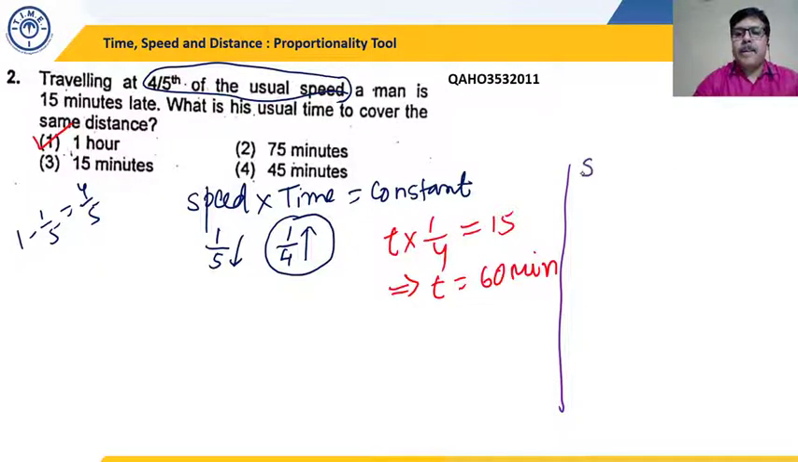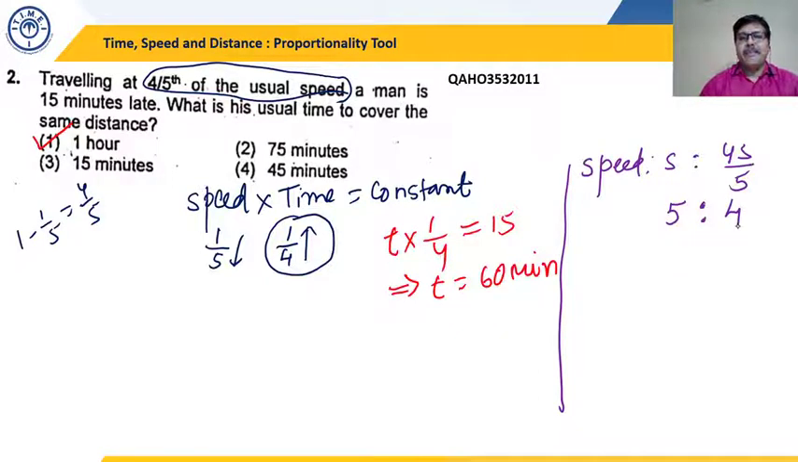The ratio of speed is S is to 4S by 5, so it is nothing but 5 is to 4. Since your distance is constant, can I say the ratio of time? We already learned this concept in the last slide. If the ratio of speed is A is to B, the ratio of time taken is B is to A. Can I say it is 4 is to 5?